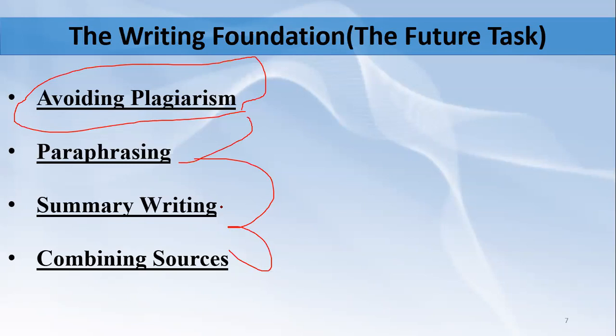The last one is combining sources. We have already talked about sources of literature review, primary sources, secondary sources. So sources can be books, newspapers, research articles, journal articles, magazines. They can be live videos. There are multiple sources from which we may get ideas and document those ideas in our own research paper, in our own essay, in our own notes, in any kind of our academic writing. So how do we combine those sources? This is what we will be discussing in detail in the forthcoming classes, inshallah.